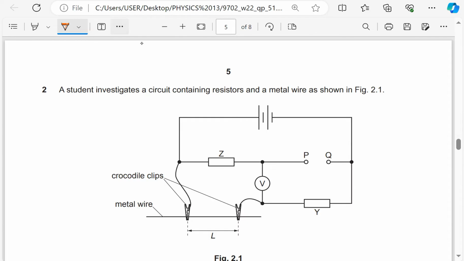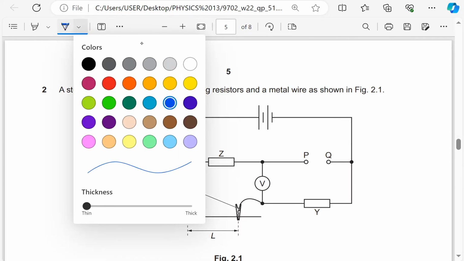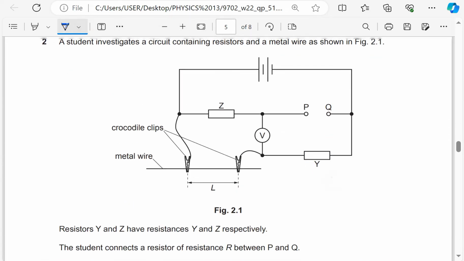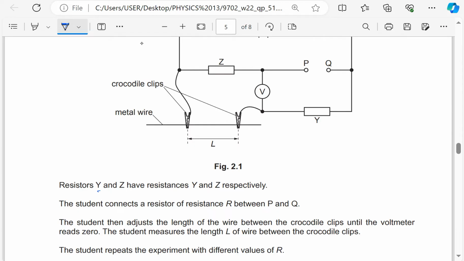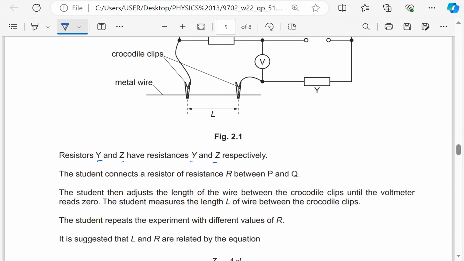Question number 2, which involves plotting a graph. A student investigates a circuit containing resistors and a metal wire as shown in the figure. Resistors Y and Z have resistances Y and Z respectively. The student connects a resistor of resistance R between P and Q.